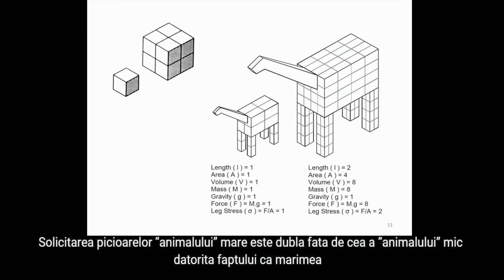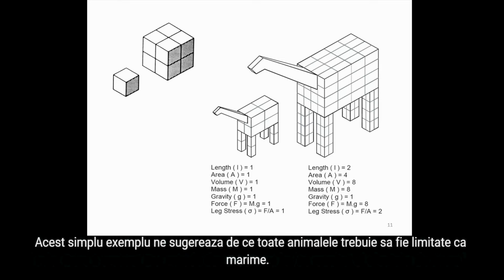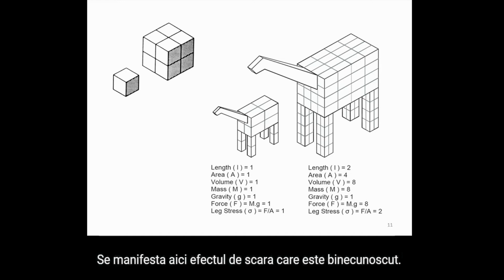The large animal's leg stress is twice the small animal's leg stress because the weight of the large animal has increased quicker than its strength due to the scale effect. This simple example clearly explains why all animals must be limited in size. This scale effect is well known.